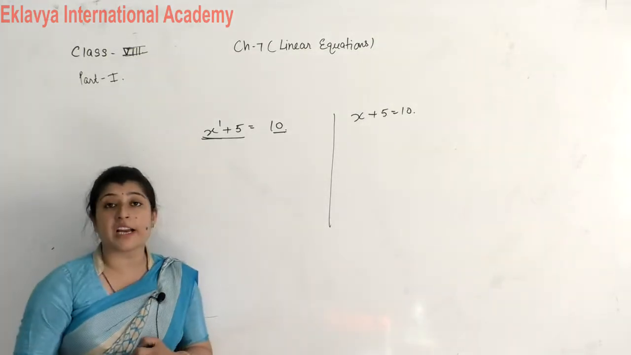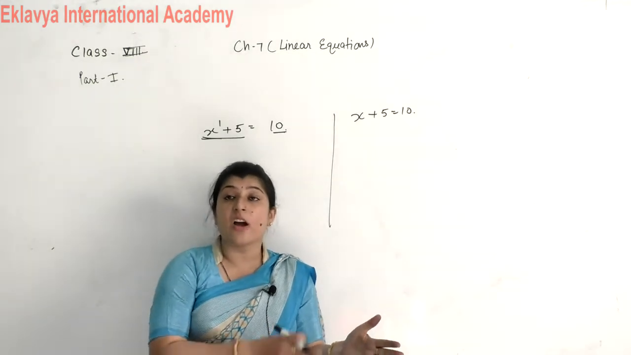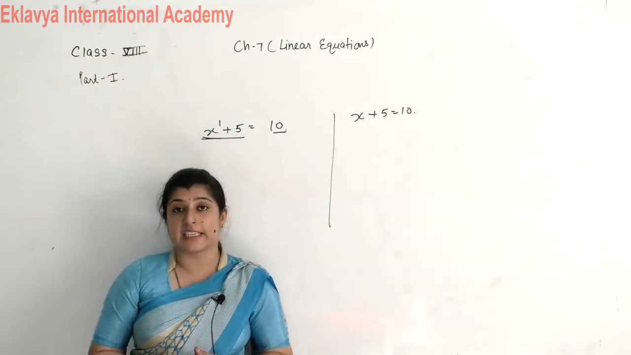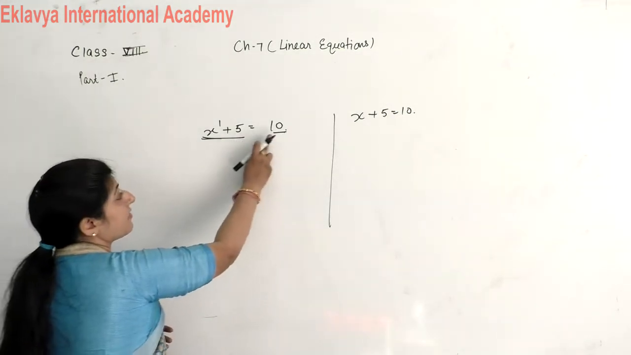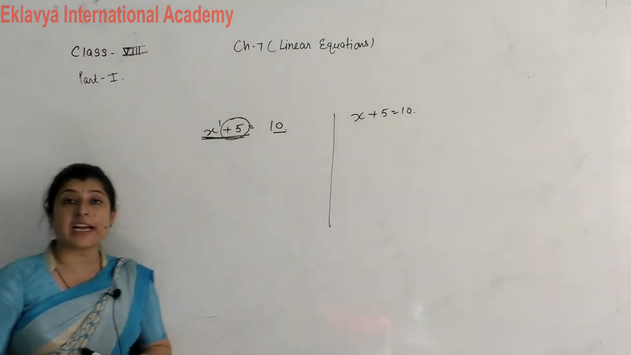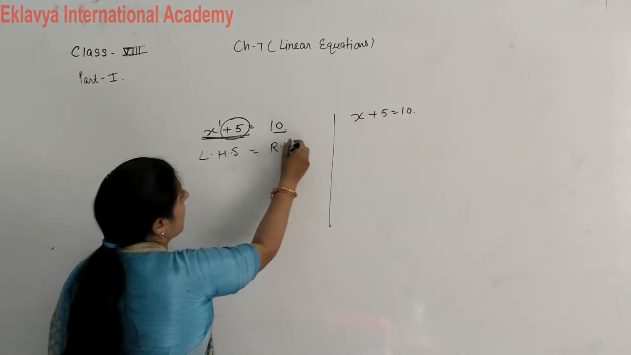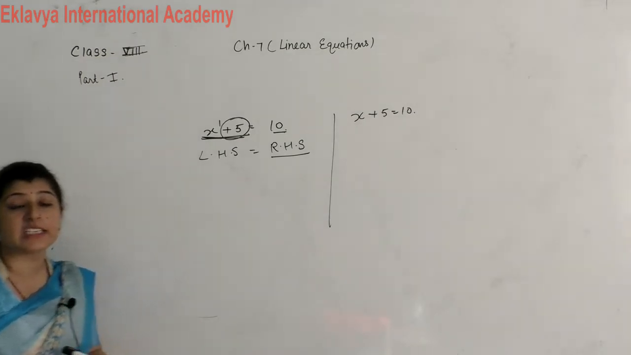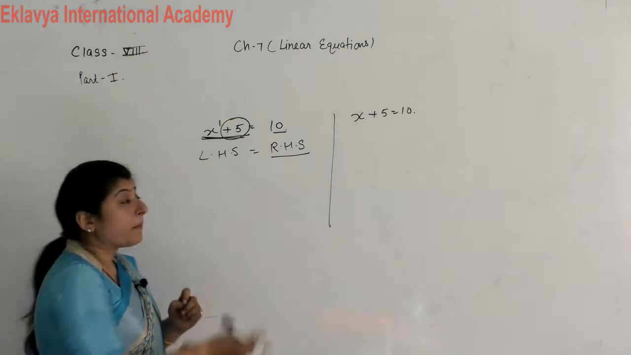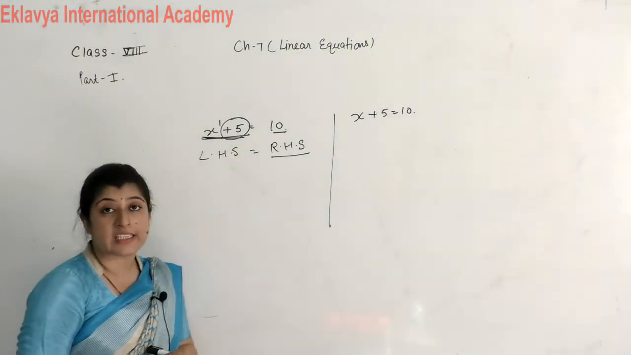To find the value of x, we will try to take the variable on the left hand side, and constant terms or any other terms on the right hand side. So see here, x plus 5 is equal to 10. This side is called LHS, the left hand side, and this one is called RHS, the right hand side. We want to remove plus 5 from the left hand side so that we can find the value of x.